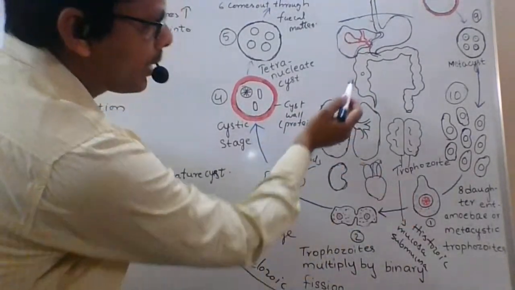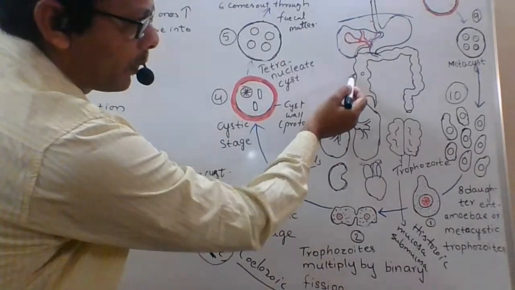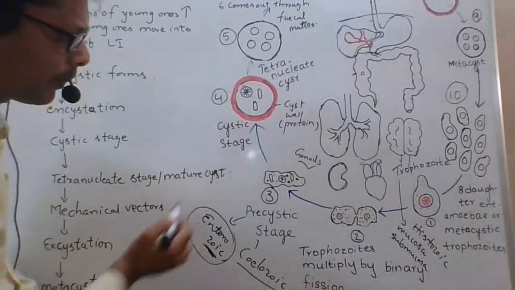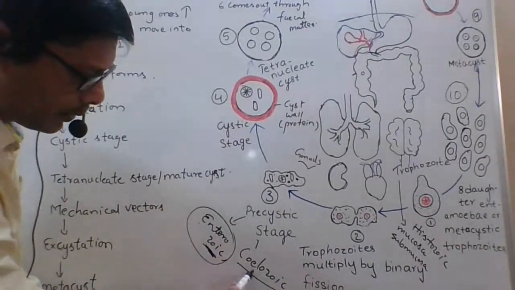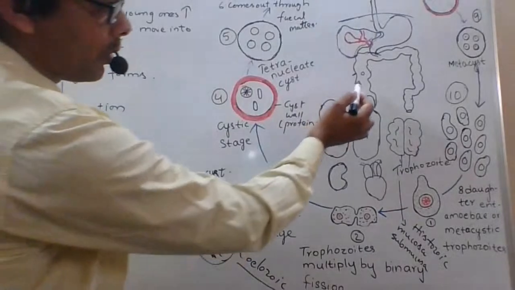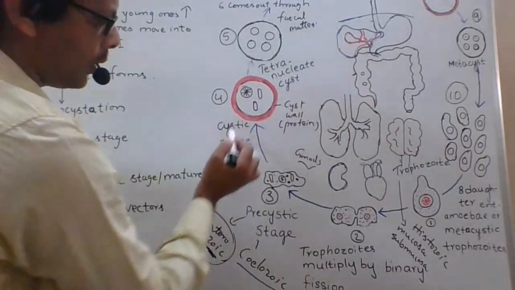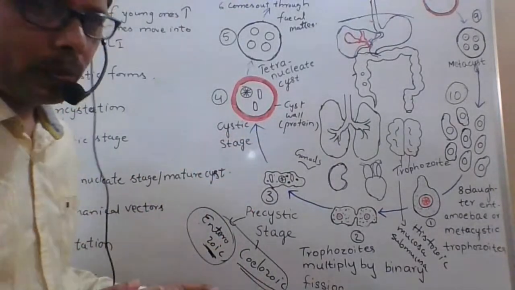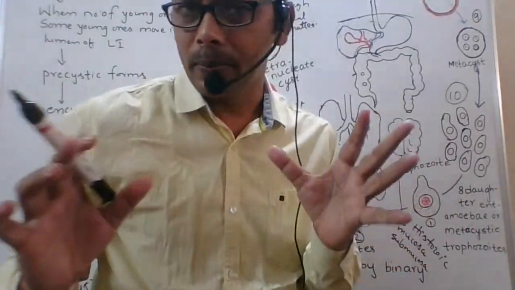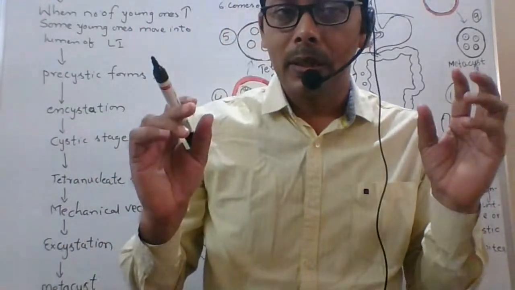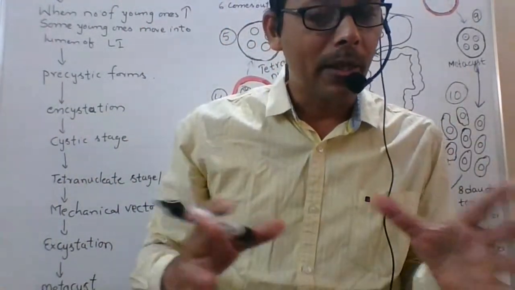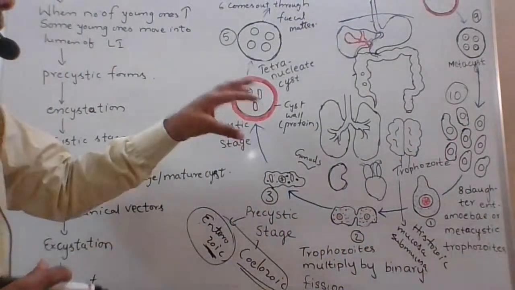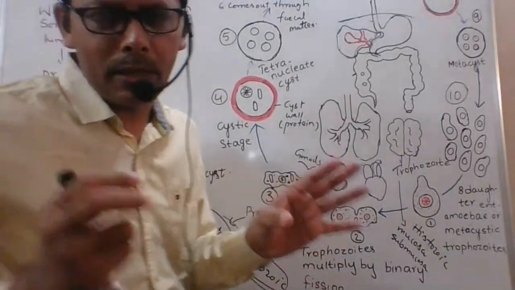But the trophozoite stage is present in the wall. It lives in the wall, not in the lumen. The cystic stage is also like this one. The cystic stage is also enterozoic and coelozoic. These two are the same. Both are enterozoic, that means both are present in the gut, and both are coelozoic, that means they are living in the lumen, not in the wall. These are the things we discussed in yesterday's class.